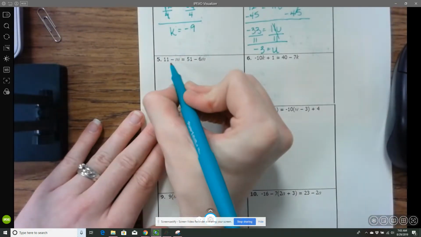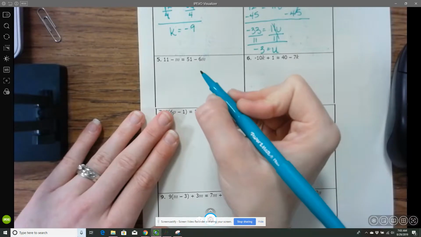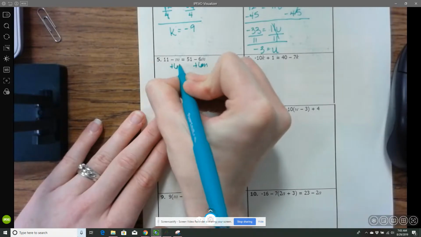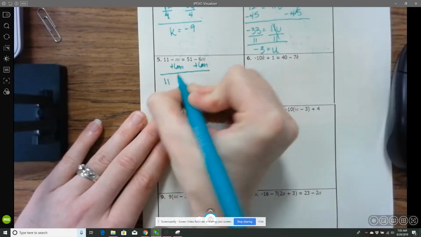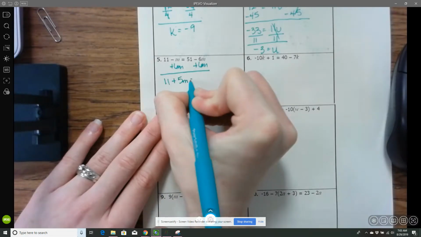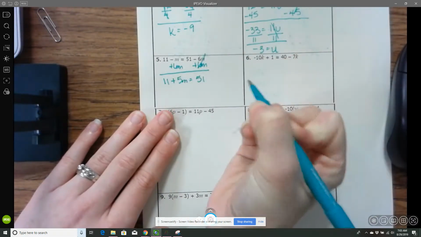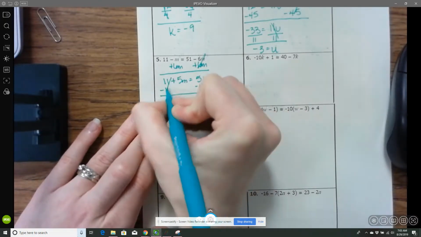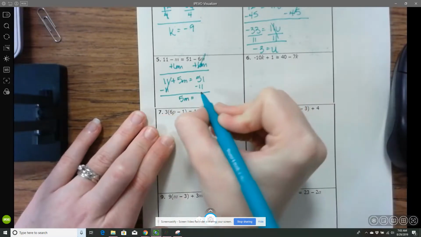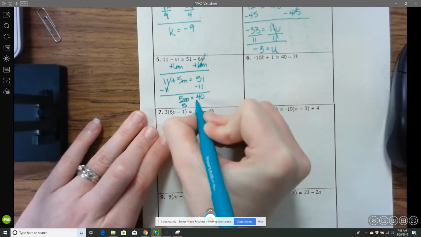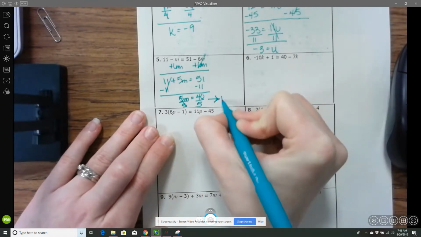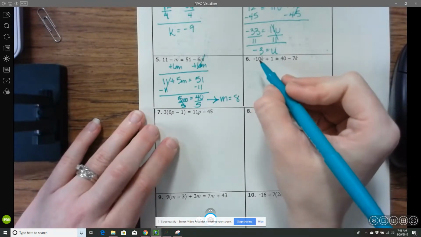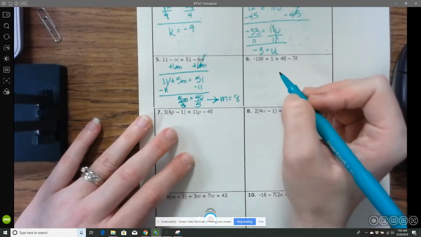All right, so here I've got 11 minus m equals 51 minus 6m. So I'm going to add the 6m to both sides. And this would be 5m. That cancels. Again, two-step equation. So add and subtract first. And then divide both sides by 5. And I'm running out of room here, so I'm going to write my solution here. M would equal 8.